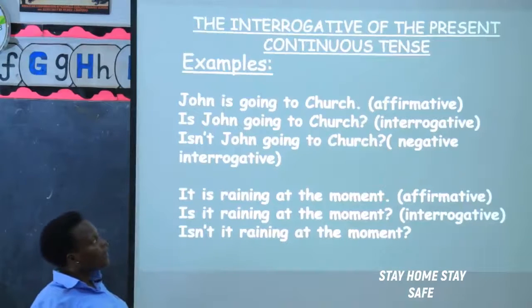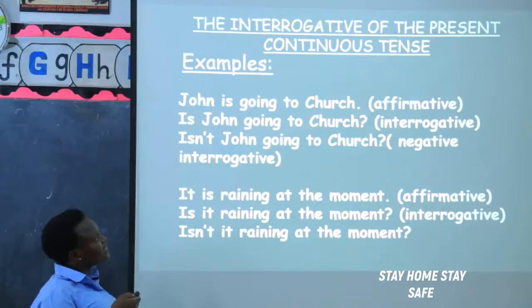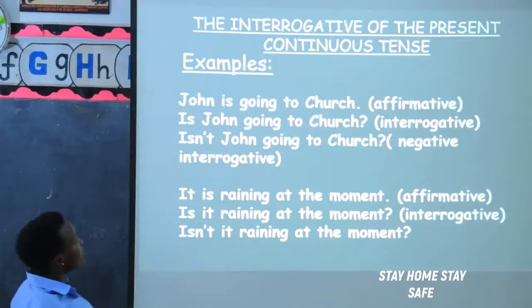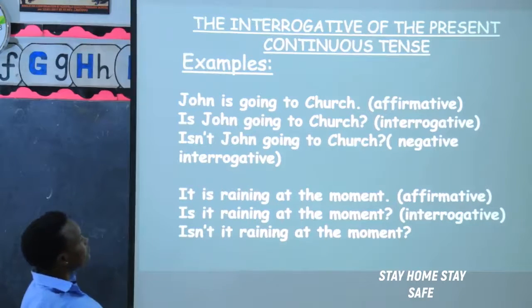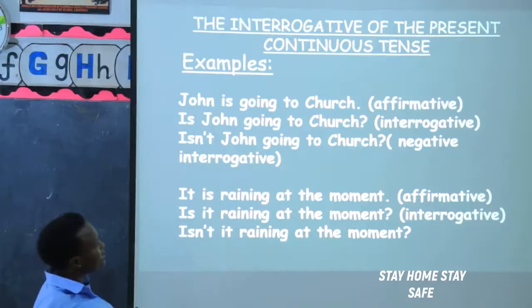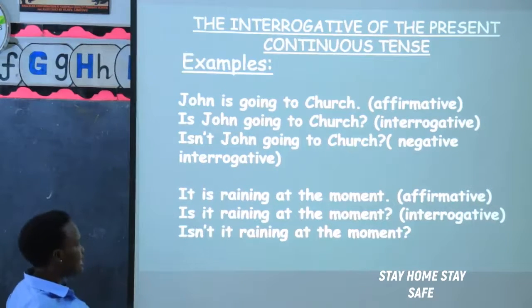Then we look at more examples. We are going to say, John is going to church. That is affirmative. Interrogative, is John going to church? Negative interrogative, isn't John going to church?